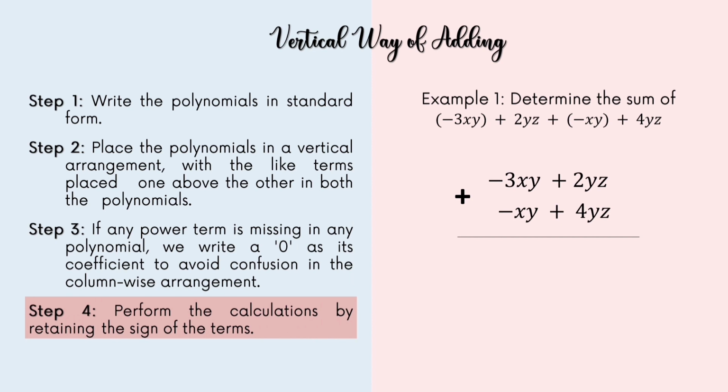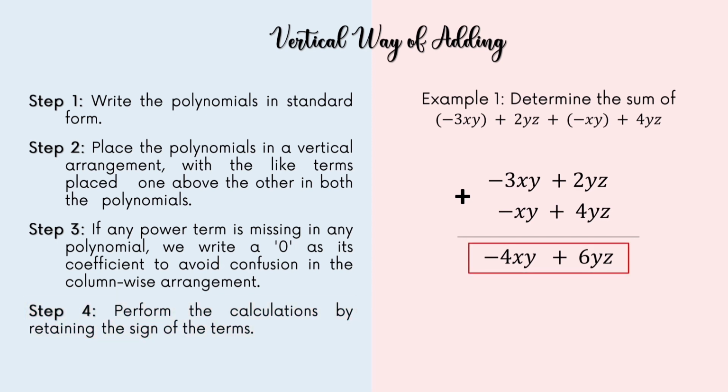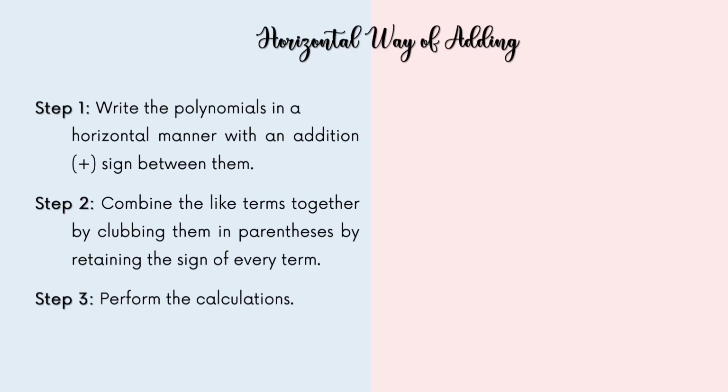So therefore, negative 3xy plus negative xy, retain the sign, is equal to negative 4xy, and 2yz plus 4yz is equal to positive 6yz. Therefore, our final answer, which is negative 4xy plus 6yz, is the same as the answer that we have derived using the horizontal way of adding. Let us have more examples.